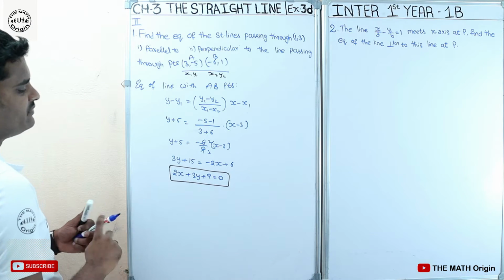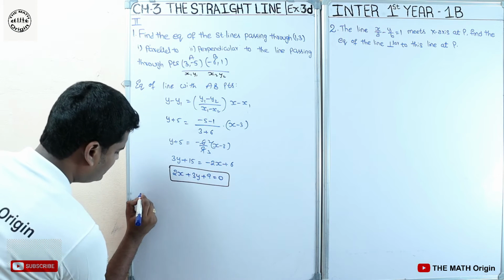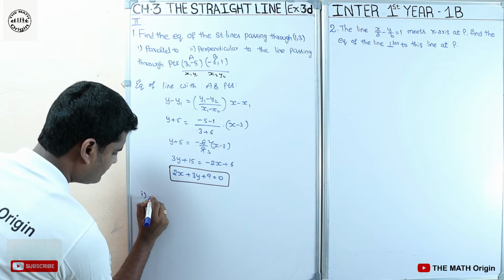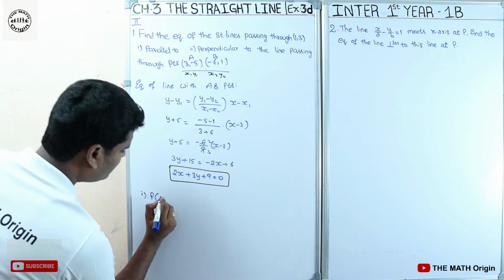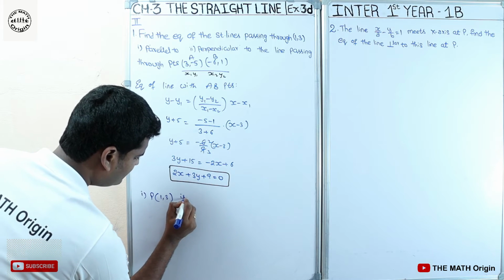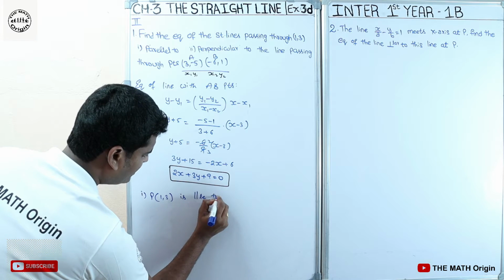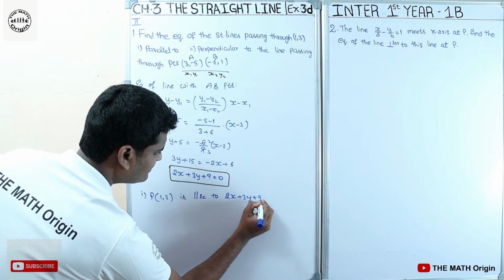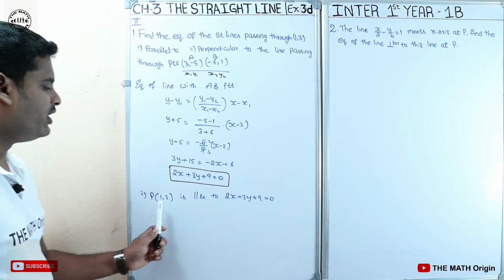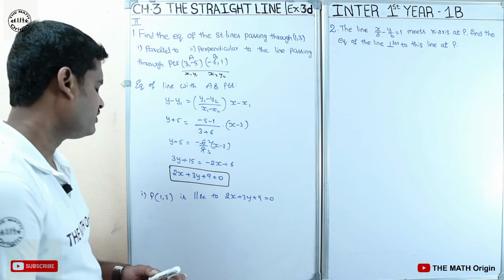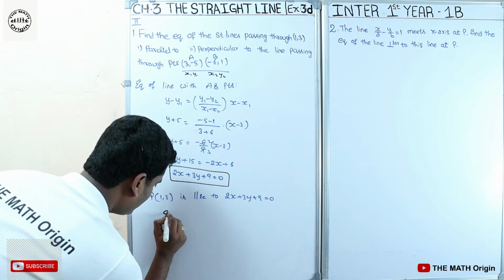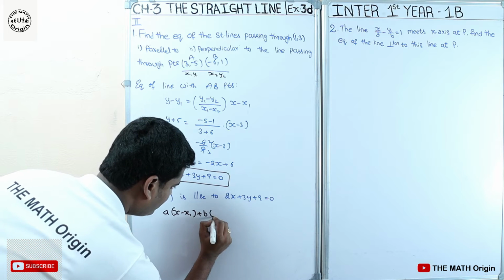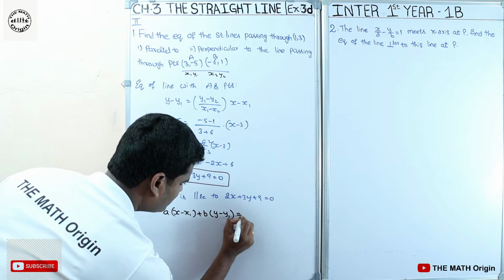So next, let's check for the first one. The point P, which is 1,3, is parallel to this line 2x plus 3y plus 9 equals 0. For a point parallel to an equation, we have the formula a into x minus x1 plus b into y minus y1 equals 0.